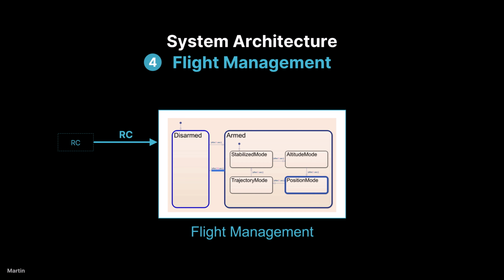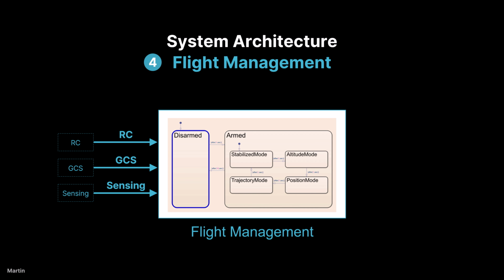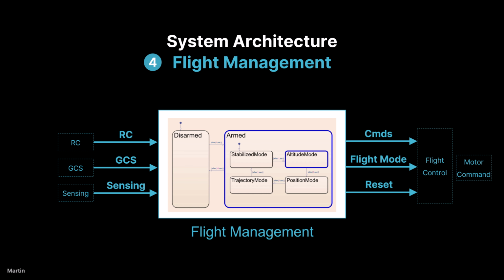Inputs include manual control inputs or mode selection switch from the RC, as well as the autonomous mission commands, such as reference trajectory from the GCS. Additionally, inputs from the sensing subsystem provide real-time vehicle state feedback, including position, altitude, velocity, attitude, and battery status. Outputs consist of 4-axis commands: roll, pitch, yaw, and thrust, to the flight control subsystem, along with the flight mode and reset signal to ensure proper mode transitions and system operation.